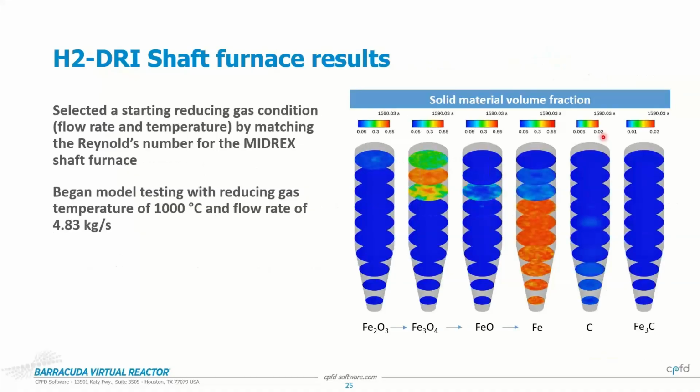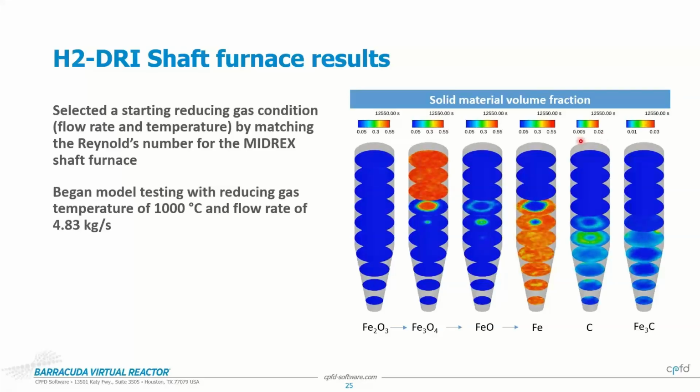So in order to do this model setup, we wanted to come up with a model setup that was as close hydrodynamically as possible to the operation of this Midrex natural gas-based model. So we start off with a flow rate and temperature that is equivalent in terms of the Reynolds number of flow coming in through the reducing gas stream. And that comes to about 4.8 kilograms per second of reducing gas coming in here.